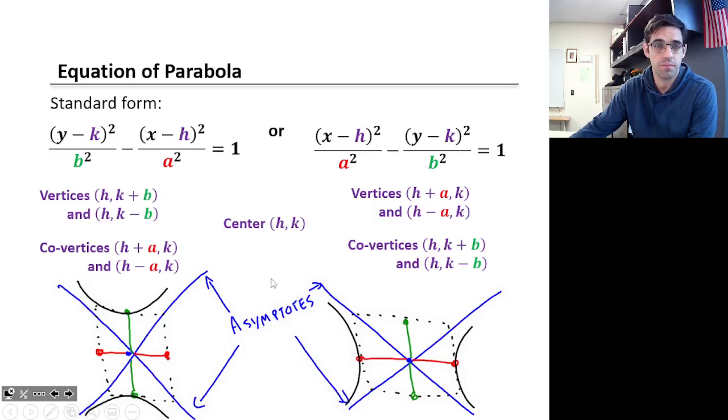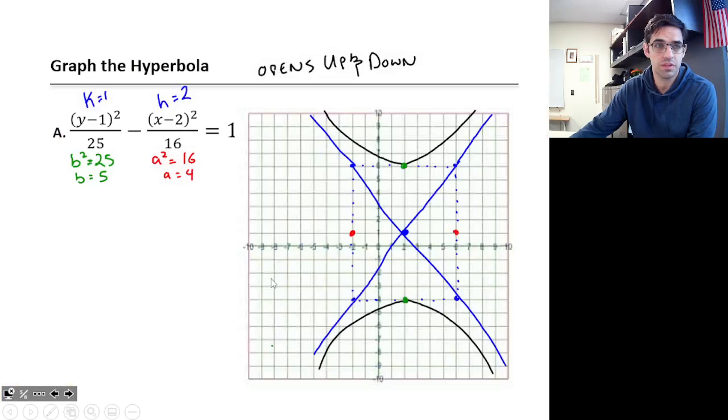Okay, so some examples here. Here's our equation. We have a y squared minus x squared, so I know I have a hyperbola that opens up and down. Our b value is 5 and our a value is 4. So once I find my center, I'm going to go up 5 and down 5 to get my vertices. I'm going to go right and left 4 to get my covertices, which is going to give me my imaginary rectangle box, which will help me locate my asymptotes.